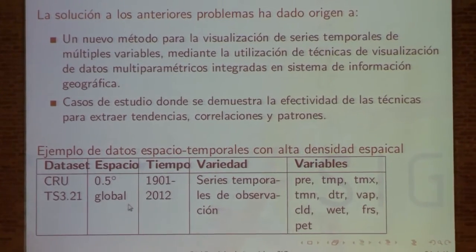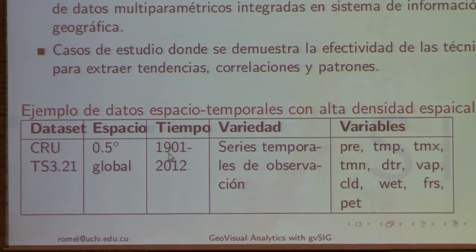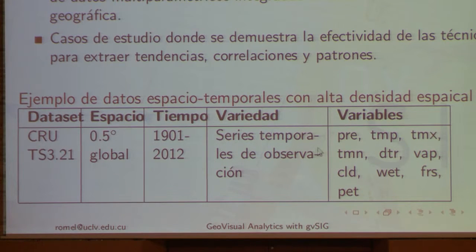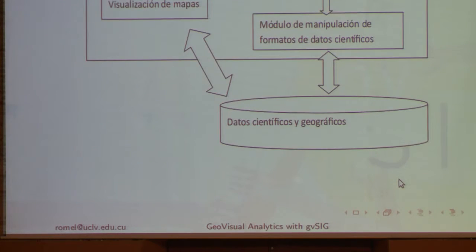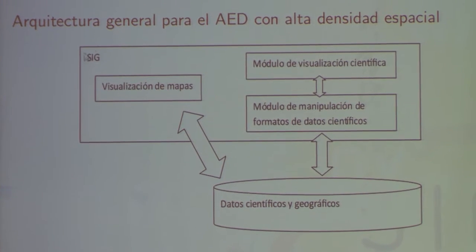And an example is the CRU that has a resolution of 0.5 degrees at a global level, and represents a time series from 1901 to 2012. And we have different variables like pressure, humidity, transpiration, evaporation, and dew. There are so many things.